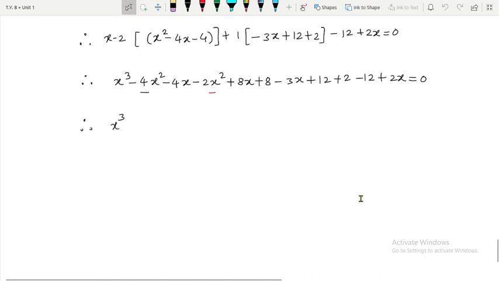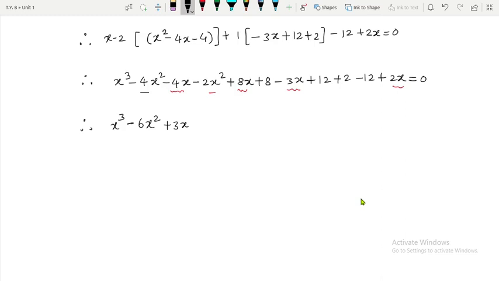So it will be x cube minus 6x square. Now let us check the terms of x. So 1, 2, 3 and 4 terms of x are there. So 8x minus 4x will be 4x. So 4x minus 3x will be x, and x plus 2x will be 3x. So over here you are going to get plus 3x.